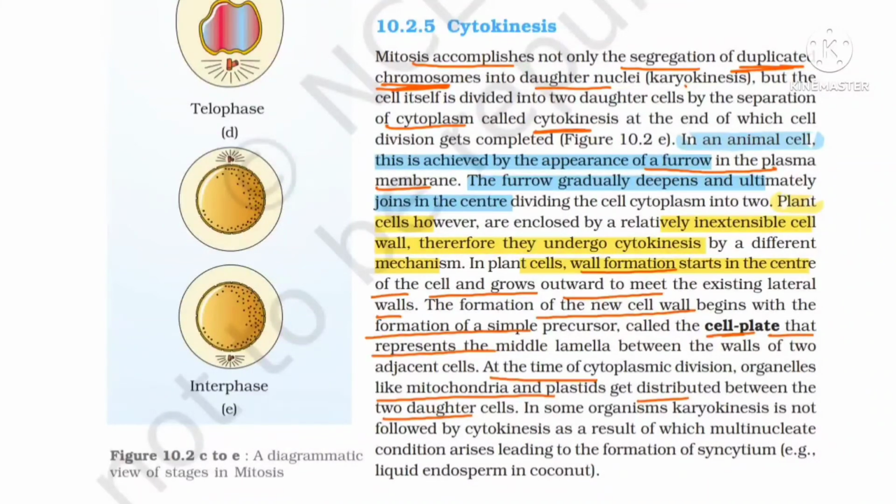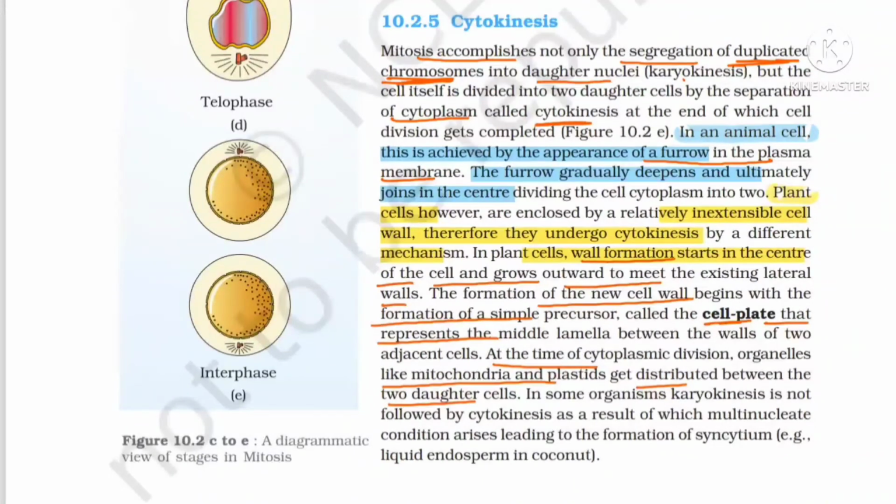Sometimes what happens is karyokinesis is done, but cytokinesis is not done. So it leads to the multinucleate stage. Multinucleate stage in the fungus is known as cenocytic. I think so in the phycomycetes we studied. Cenocytic mycelium means multinucleate. Multinucleate condition in the plant, we say syncytium.